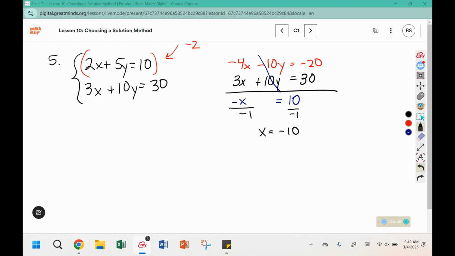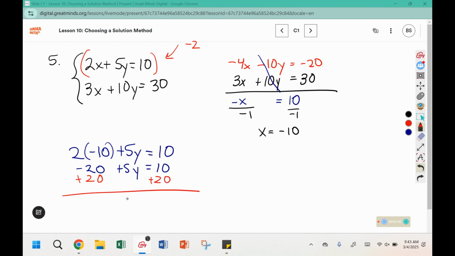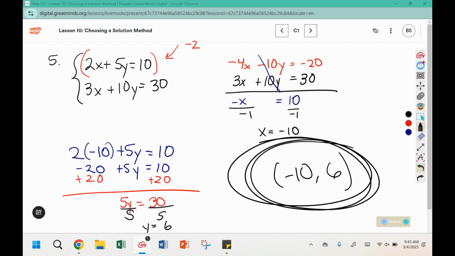And then we need to substitute it back into one of the original equations to solve it for y. 2 times negative 10 plus 5y equals 10. That would give us negative 20 plus 5y equals 10. Add the 20 to both sides. 10 plus 20 is 30. Divide by 5 on both sides and we get y equals 6. So the coordinates of our solution is negative 10, 6.